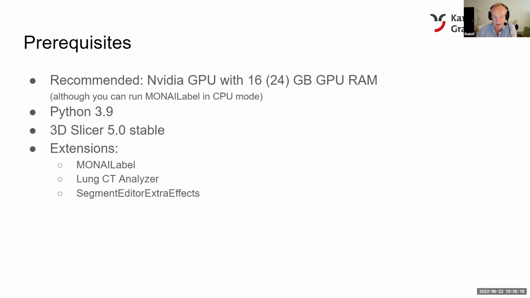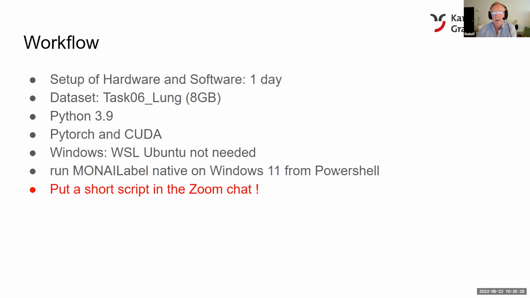You need to install Python 3.9. You need to install at least 3D Slicer 5.0 and have these extensions available. We have this data set, which is already pre-installed on your server right now. You have to do some things on your local computer, which I have posted in the chat. There's a Google Doc which has all this information. I can show it shortly later.